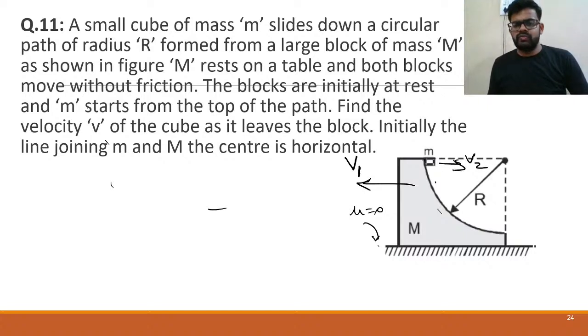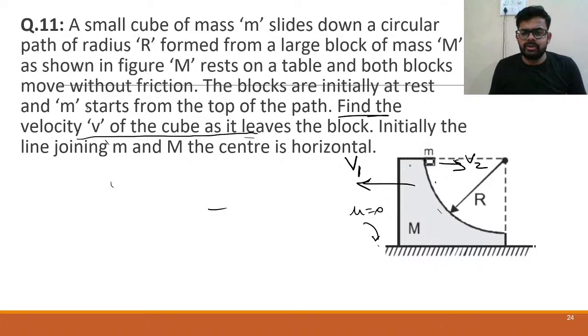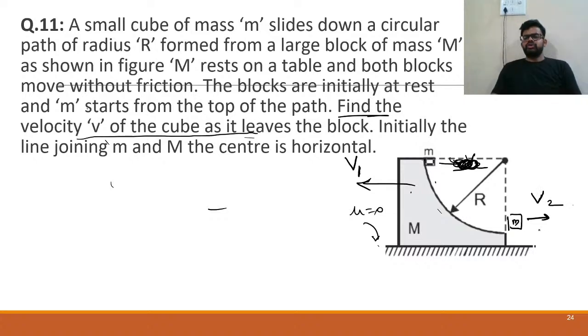Okay, so you need to find, as they are asking here, the velocity v of the cube when it leaves the block. So when it leaves, it will come to this position. When it comes to this position, initially m was at rest, the block was at rest, and finally this will move with velocity v2 in this direction. Okay, yes. So you need to find the value of v2. This v2 is with respect to ground. Okay, so this is a very simple question. So let us solve.